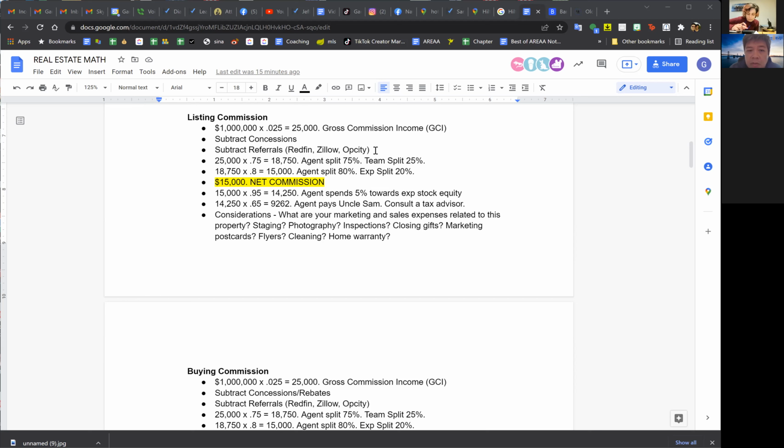So 25% of the total commission goes to that referral source. Could be Zillow, could be Opcity, could be Redfin, could be any other referral source.